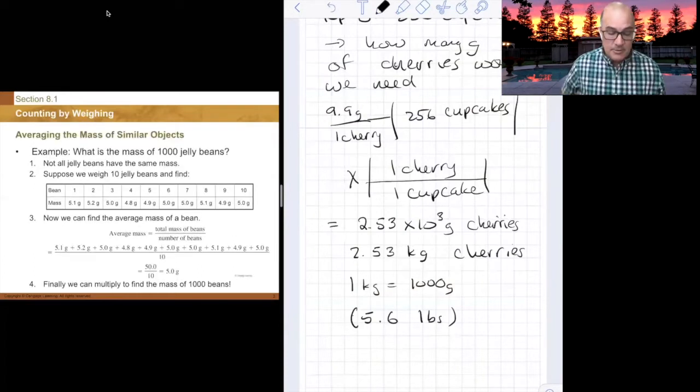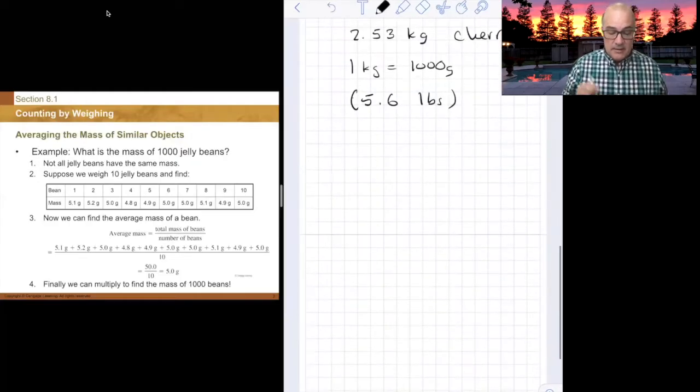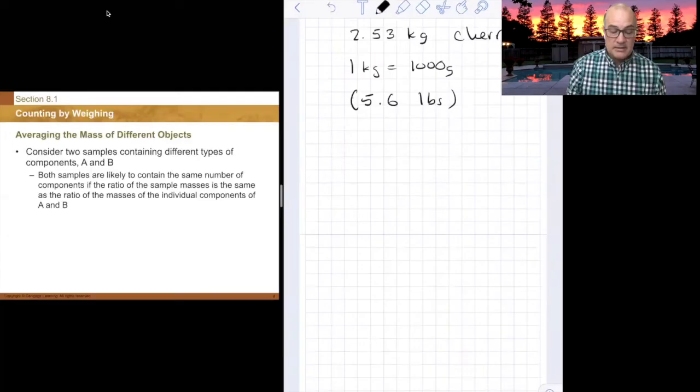Right, here's the example in the book. They're using jelly beans. Maybe you like jelly beans more than cherries. First, we have to find an average, and then we can multiply to find the mass of a thousand beans. All right, so now let's think about atoms.